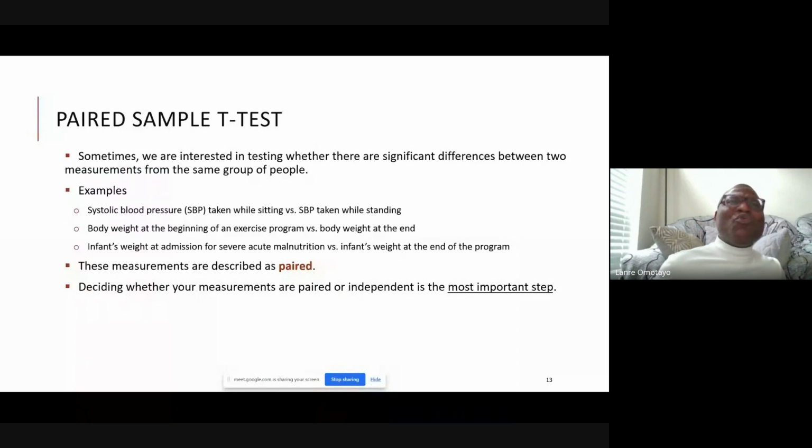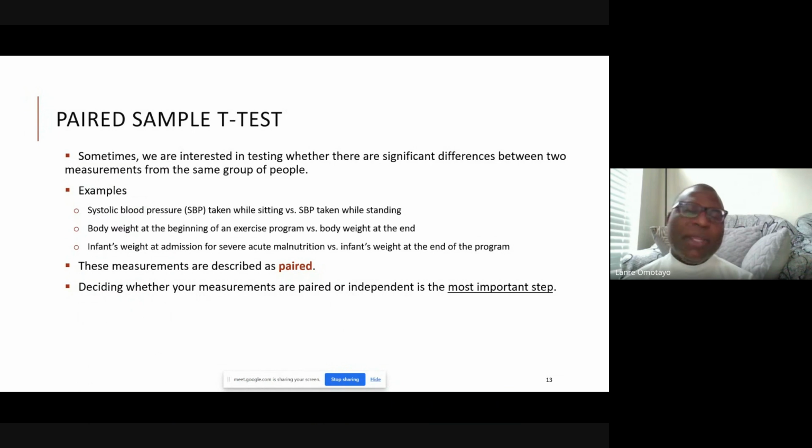Now, think about it. There are times when the observations that we're interested in are really paired. Let me give you an example now. Somebody might be interested in knowing whether the weight of a person is related to their height. Is the weight of a person related to their height?